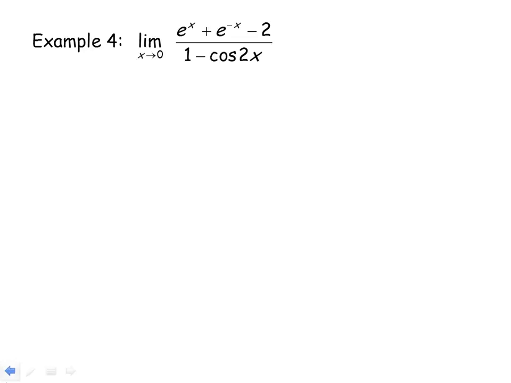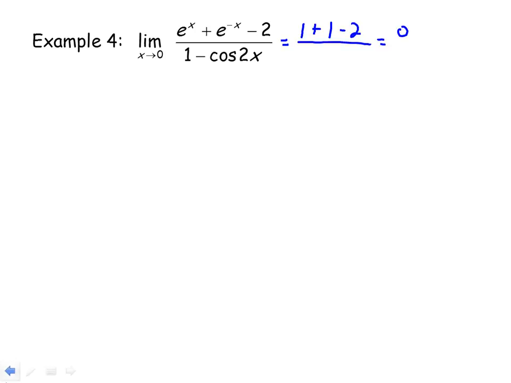Okay, let's try this one. Let's try to apply the limit right off the bat. Now, in algebra, we learned that anything to the 0 power is what? 1. Anything to the 0 power is 1. Tonight, we're going to learn something a little bit different than that. But as far as you know right now, anything to the 0 power is 1. So e to the 0 power is 1. E to the negative 0 power, of course, 0 is neutral, so it doesn't matter. That's still going to be 1 minus 2. So on the top, we're going to get 0.